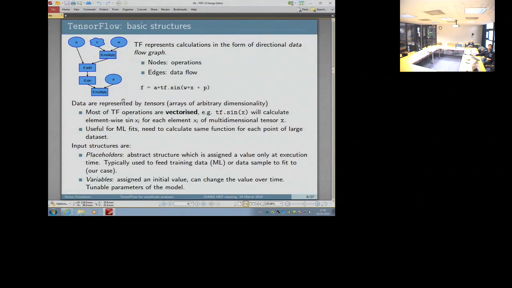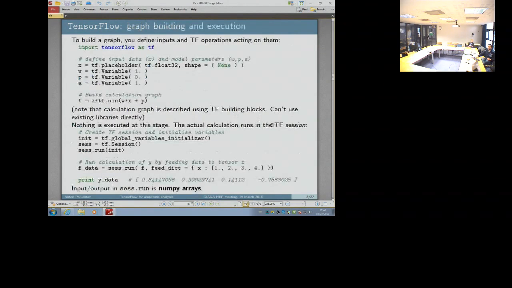And then you have variables, which are assigned some initial value, and this value can change over time while the minimization is done. So these are typically the tunable parameters of the model. Right. So just an example of how the fitting script could look in TensorFlow. At this point, I'm just speaking about TensorFlow and not about any kind of physics analysis that we're doing, right? So this is pure TensorFlow stuff.